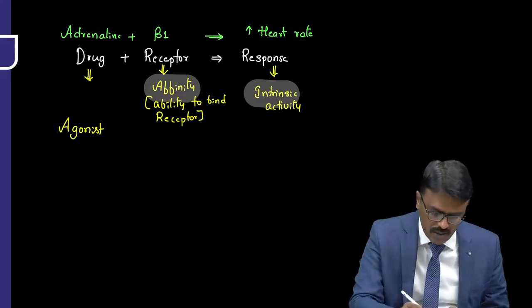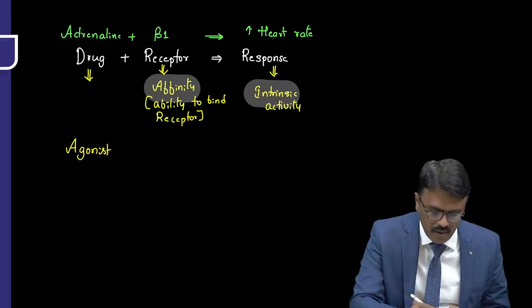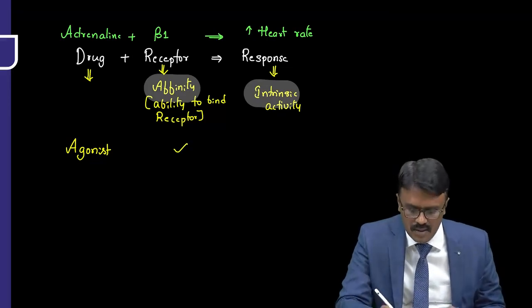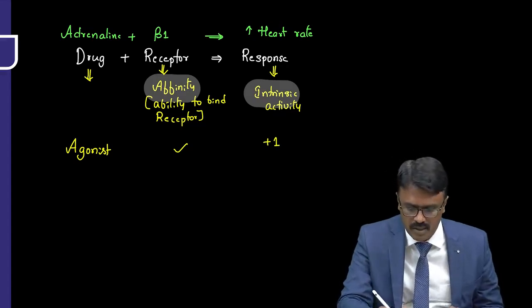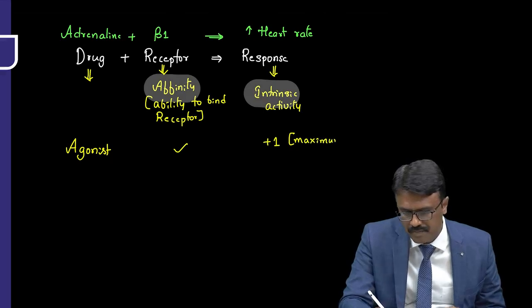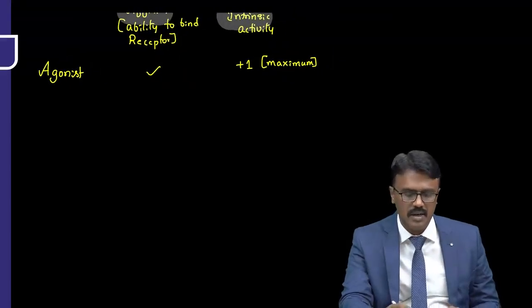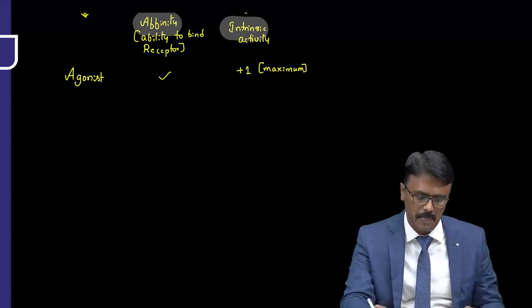Now, what do you mean by an agonist then? An agonist has affinity, and it produces an intrinsic activity of +1. The meaning of +1 is it produces the maximum response. So the meaning of +1 is you will see the intrinsic activity which is maximum. You will see the maximum response.